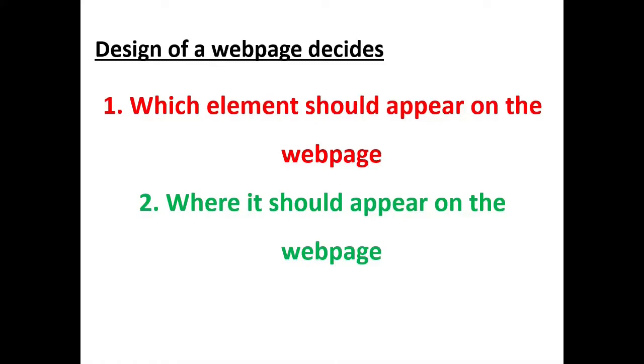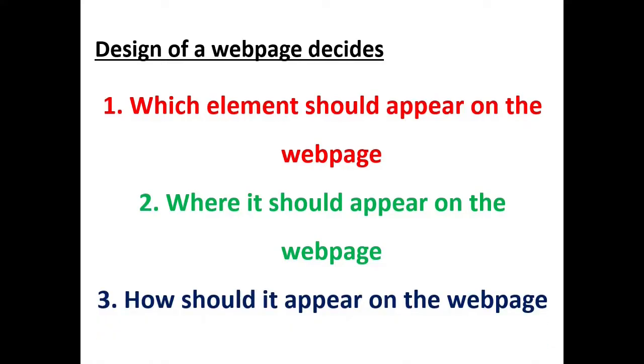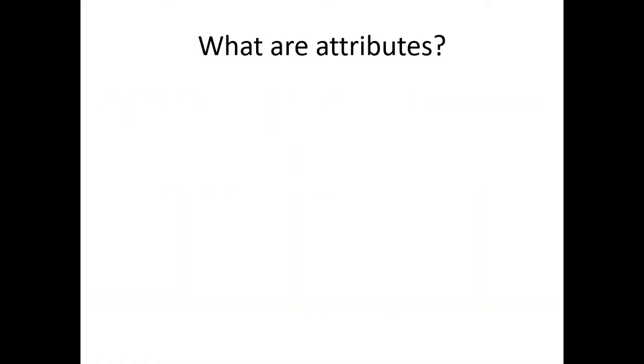And the last phase of design is to decide how should selected elements appear on selected place of the page. This is all about deciding different attributes of those elements. The attributes like size, color, alignment, etc. What are attributes? Attributes are nothing but the properties of an element. Every element has one or more property which gives that element an appearance or a look on the web page.